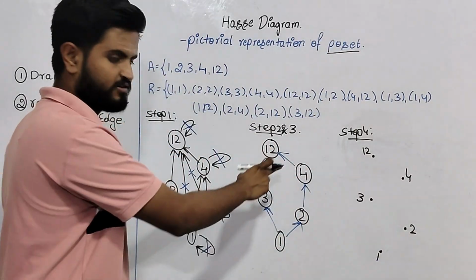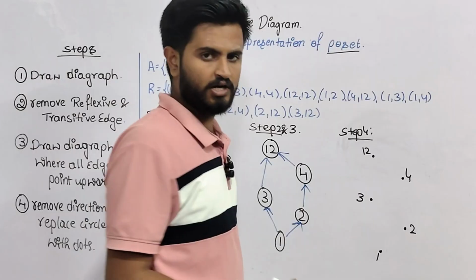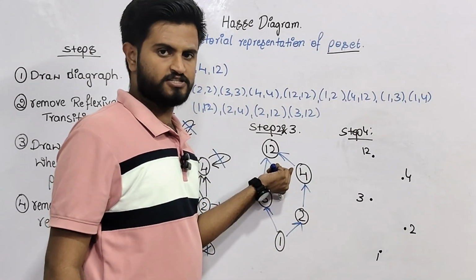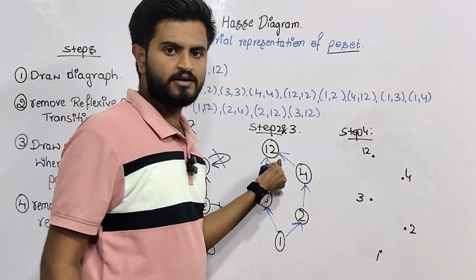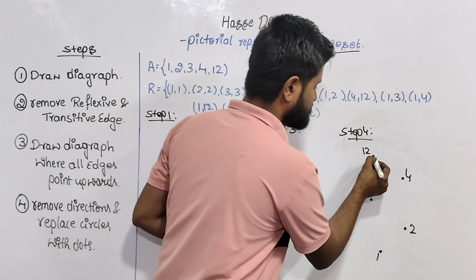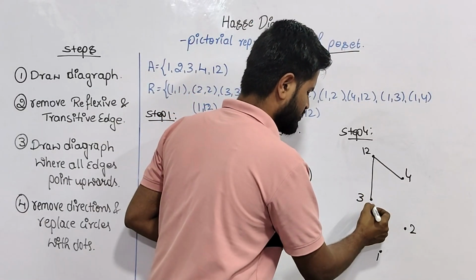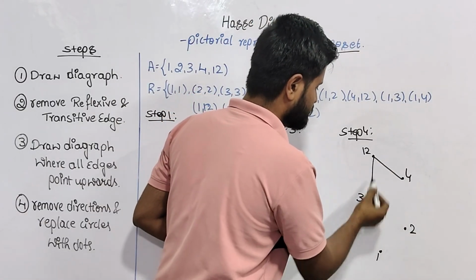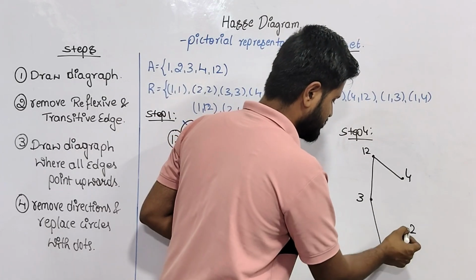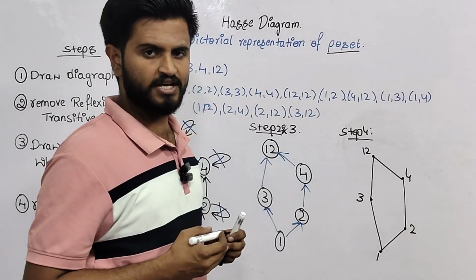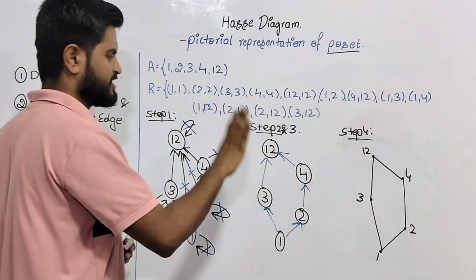How you designed this one, like only you must write the dots, and the relation will be denoted using the edges, no? So here you must not write the direction of that edge. You must simply define the edge only. So 2 to 4, 12 to 4, 3 to 12, 1 to 3, 1 to 2, 2 to 4. So this is the final Hasse diagram at step number 4.